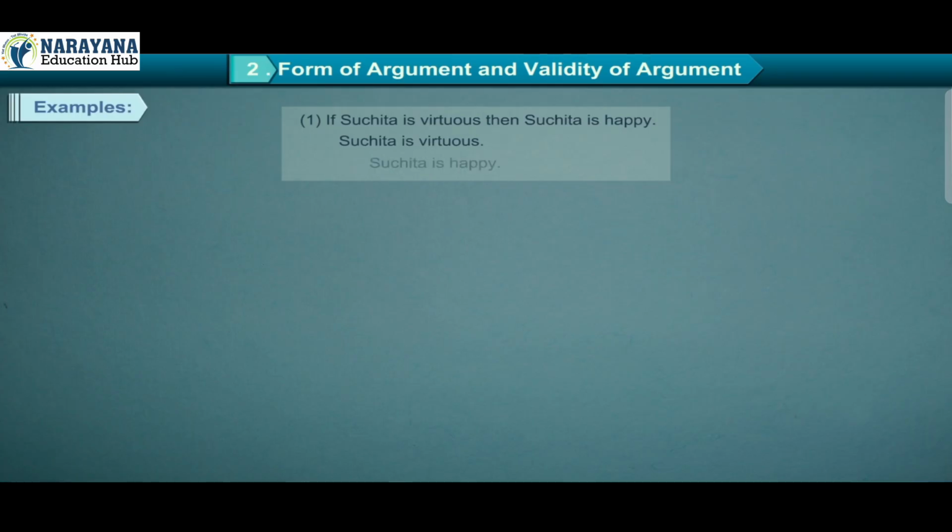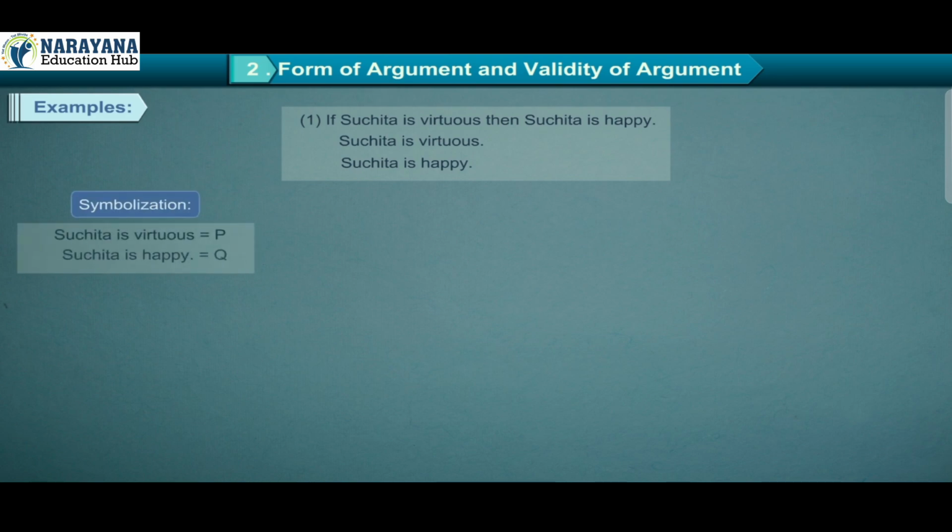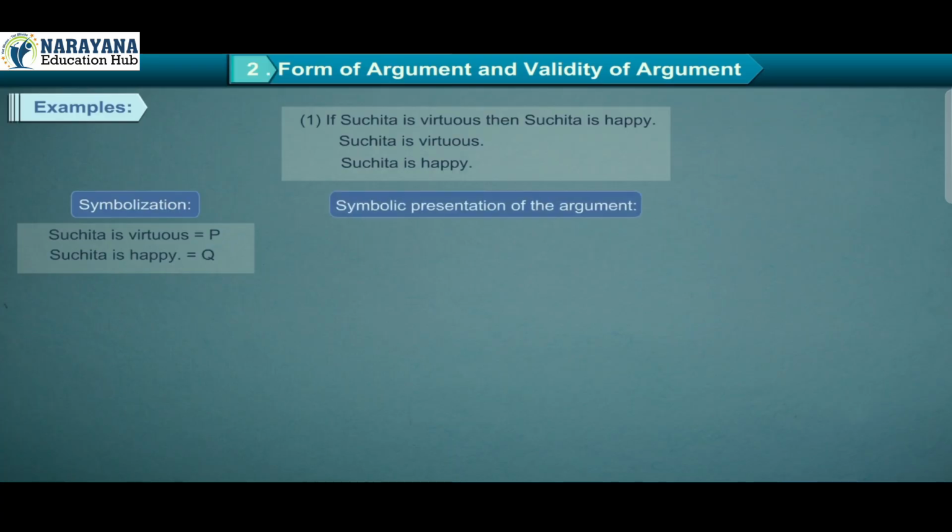Suchita is virtuous. Suchita is happy. Symbolization. Suchita is virtuous is equal to P. Suchita is happy is equal to Q. Symbolic presentation of the argument. If P, then Q. P.